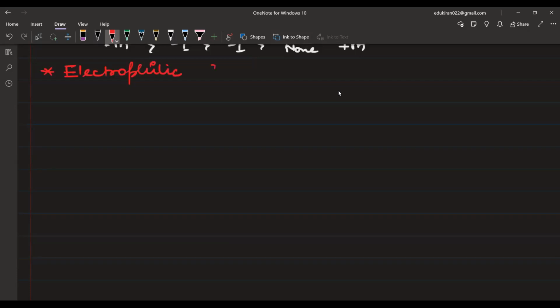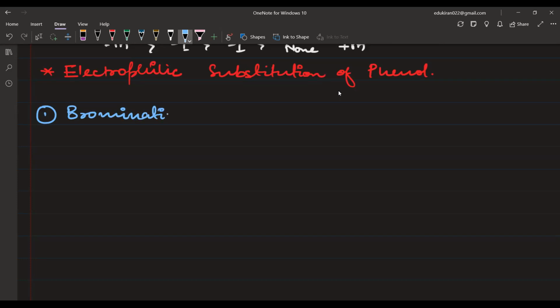Electrophilic substitution of phenol. Right, number one, bromination. There are two reactions of phenol with bromine. In one case, we take a polar solvent. In the other case, we take a solvent that is non-polar, with no hydrogen bonding.